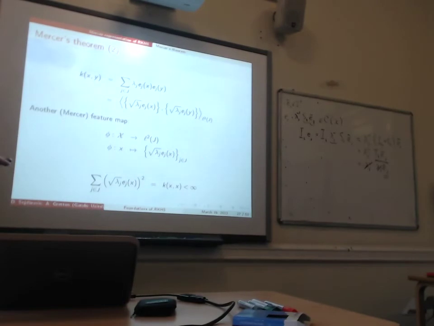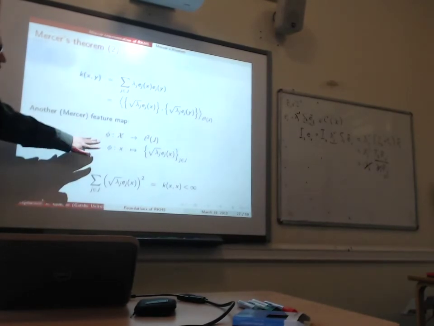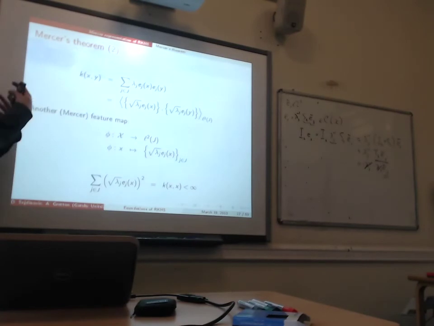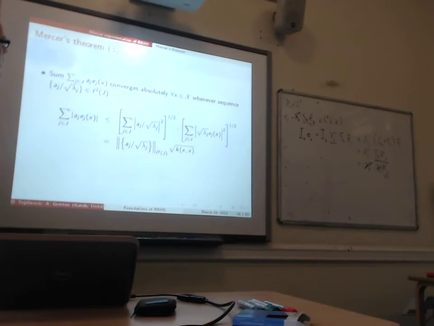Well, it's definitely square summable, because if I just take the sum of the squares of that sequence, I'll just get the sum of lambda j Ej(x) Ej(x), which is just k(x,x). So that's always finite, because k is just a function, so that cannot be infinite. Okay, so that map is well defined, and there we go, we get another feature space representation.